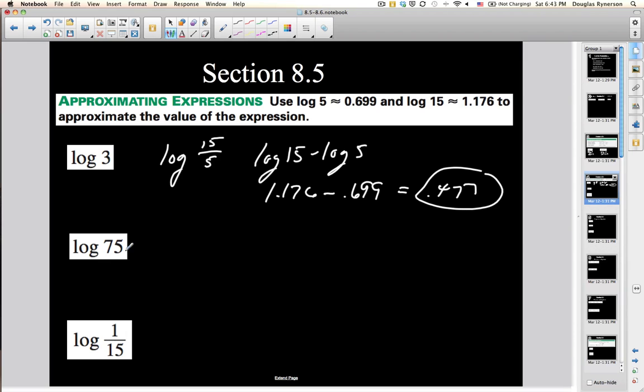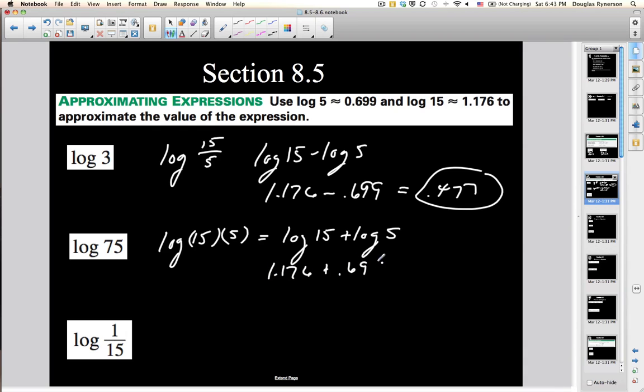If we have log 75, again that's not supplied, but 5 times 15, right, is 75, so this would be log of 15 times 5. That would be equal to log of 15 plus log of 5. So that would be 1.176 plus 0.699, and that would be equal to 1.875.